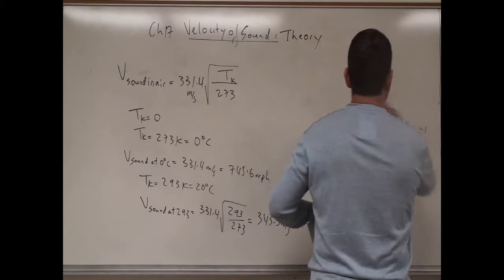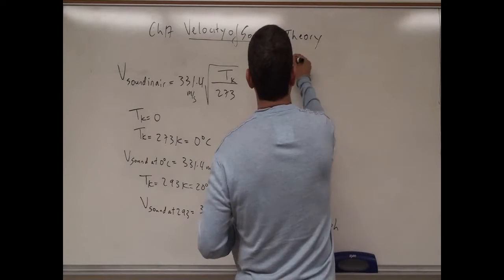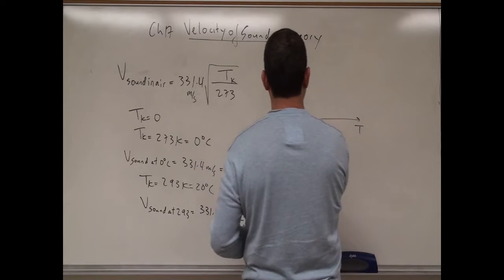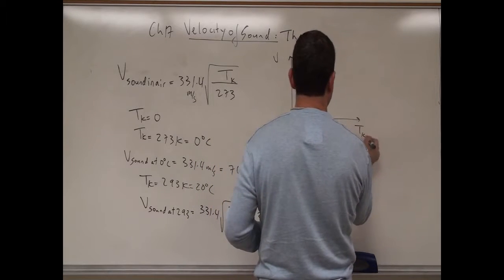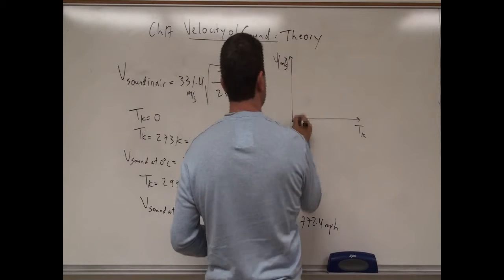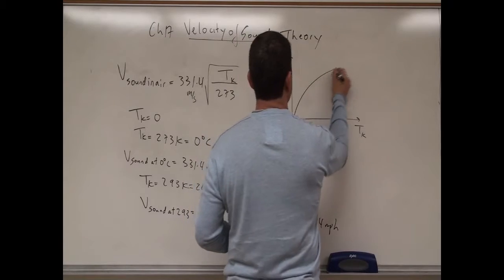Okay, and then as the temperature gets bigger and bigger, there's a square root relationship here. So you see here that the velocity of sound as a function of temperature, when the temperature is 0 Kelvin, then the velocity of sound is 0 meters per second. It starts at 0, then it increases as a square root.